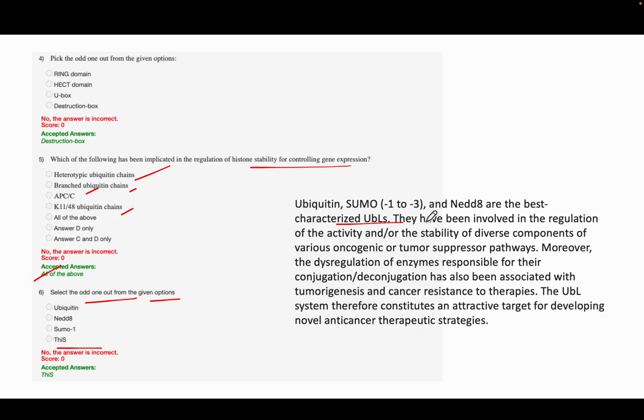These ubiquitin-like proteins are involved in regulation of the activity and stability of diverse components of various oncogenic and tumor suppressor pathways, and deregulation of the enzymes responsible for their conjugation and deconjugation has also been associated with tumorigenesis and cancer resistance to therapies. The ubiquitin-like system is therefore considered an attractive target for developing novel anti-cancer therapeutic strategies.